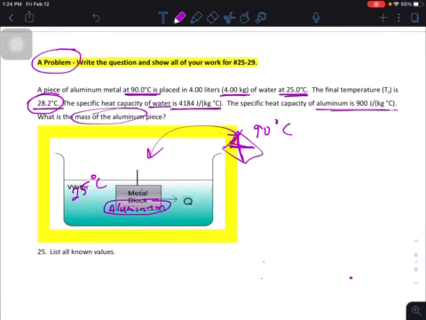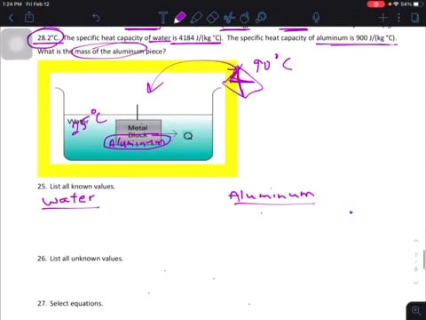Okay, so let's just write down everything we know. There are 2 things that we're going to need to know for this problem. One is what's happening with the water, and the other is what's happening with the aluminum. Remember, the aluminum temperature went down, the water temperature went up. So whatever heat was gained by the water was taken from the aluminum. The water has a mass of 4 kilograms.